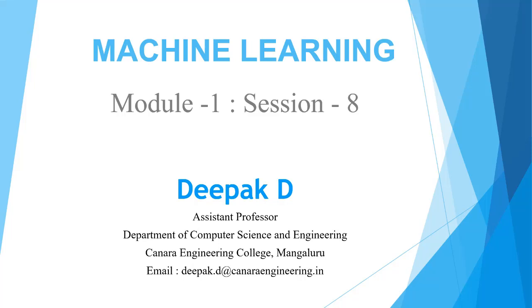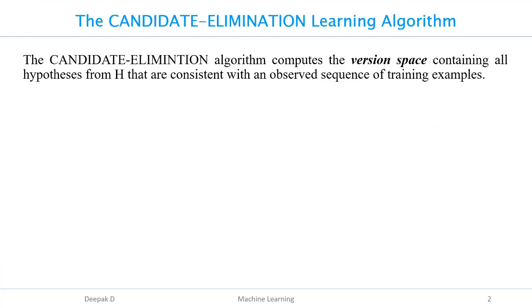In the previous session, we discussed version space. So now, in this session, we shall discuss the candidate elimination algorithm with an example and inductive bias. Let's begin with the candidate elimination learning algorithm. This algorithm will compute the version space containing all the hypotheses from H that are consistent with an observed sequence of training examples.